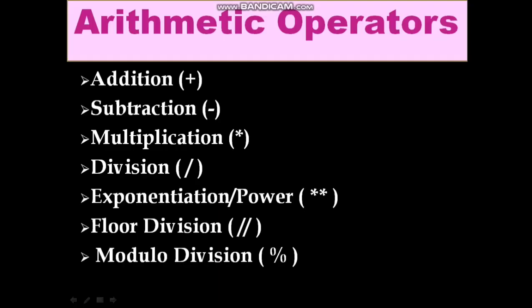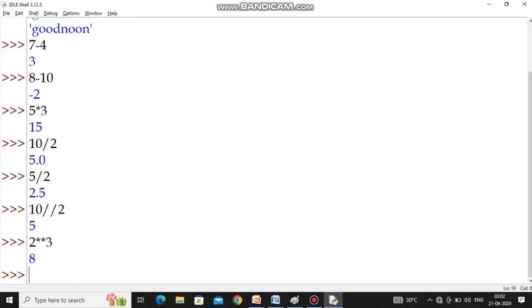Next one we have here is the modulo division. It is a special operator. To perform modulo division, we use the percentage sign. In some calculations, we may need the remainder value of the division. So how do we get the remainder value? When you divide using the forward slash, you get the quotient part as the answer, right?